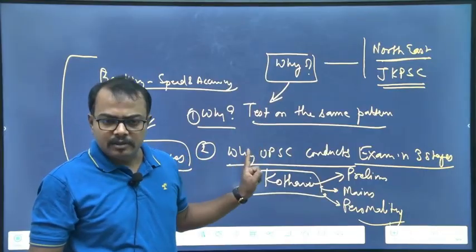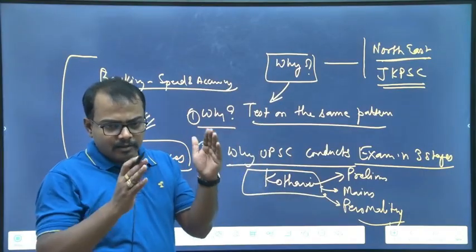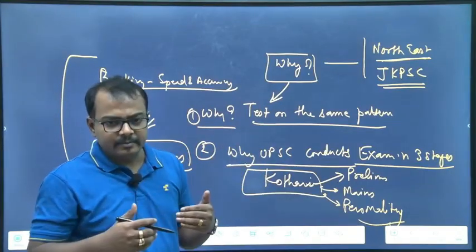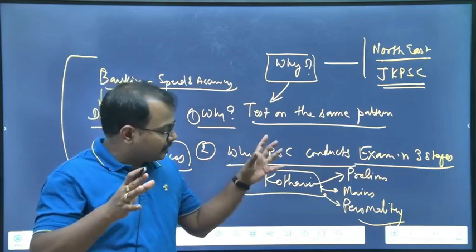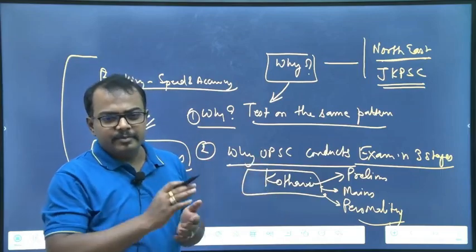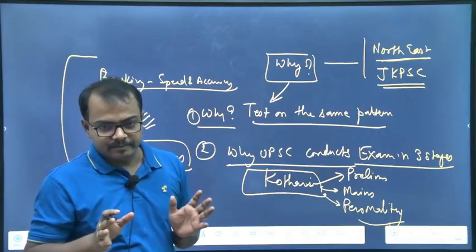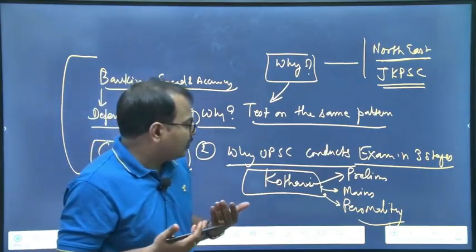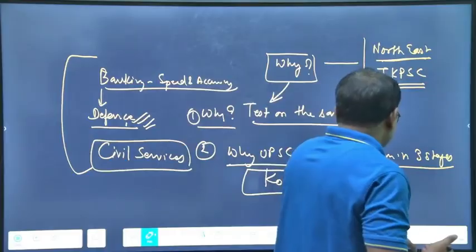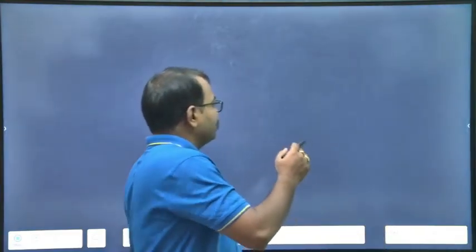Why? Because the Kothari Committee recommended, and the government at that time accepted their recommendation that this is a better way of judging a person, testing whether he is suitable for the civil services job or not. And how is this done? Let's see these 3 stages. Now we are coming to the second question.